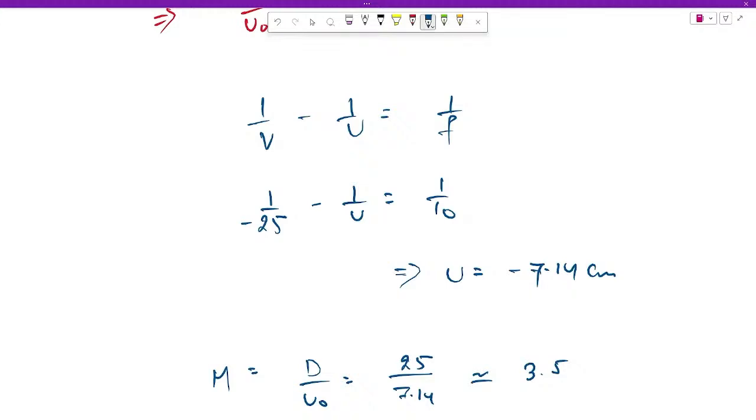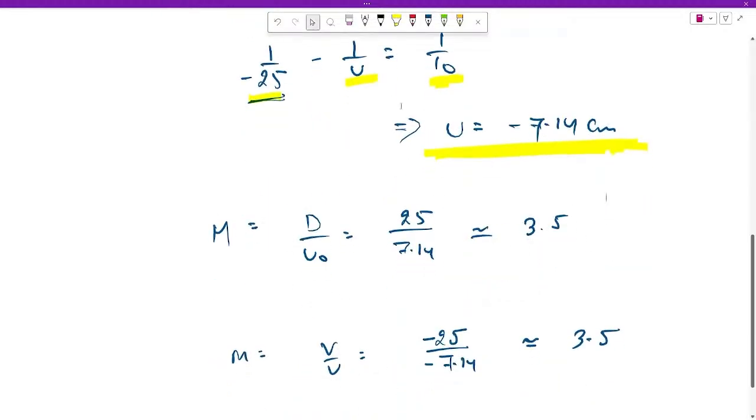Here for v, with sign convention, we put minus 25 centimeter. We have to find the value of u, and the value of f is given, that is 10 centimeter. The value of u from this calculation is minus 7.14 centimeter. Now angular magnification is given by D divided by u naught, the distance of the object from the lens. It comes out to be a value of 3.5, and this is the magnification. This can be given by v divided by u, and this is the same as the angular magnification.